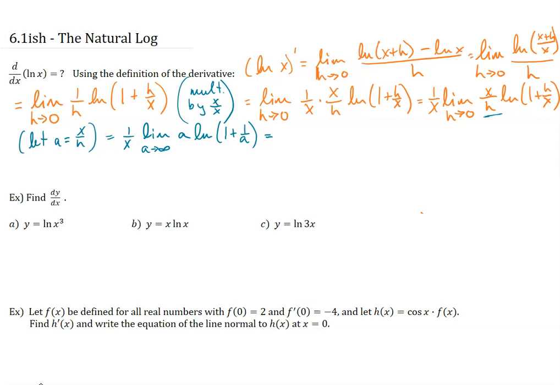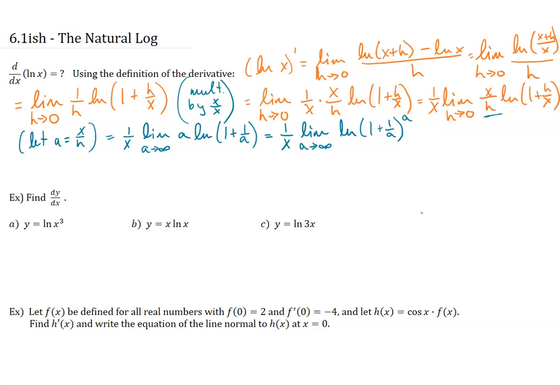So we're going to write this as 1 over x times the limit as a approaches infinity of the natural log of (1 plus 1 over a) raised to the a, because the a that was here comes up as an exponent. Okay, now next we're going to use a limit property, and the limit property allows us to move the limit inside the log function.